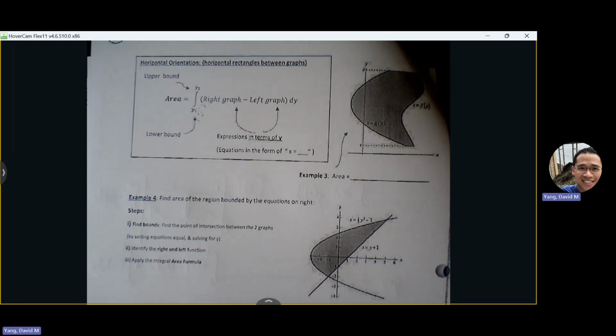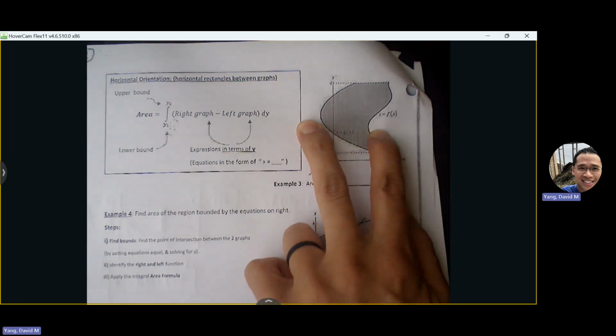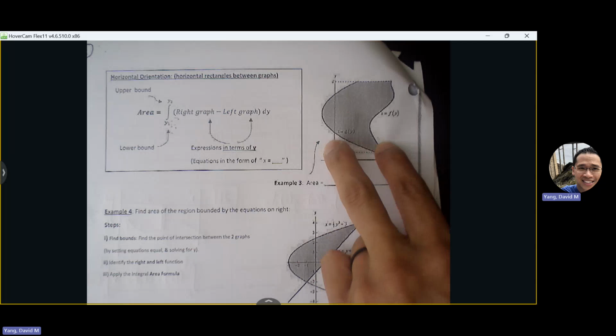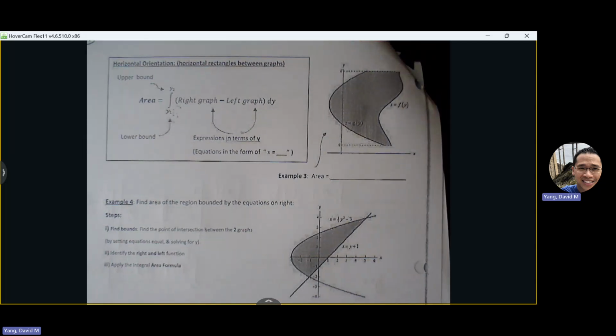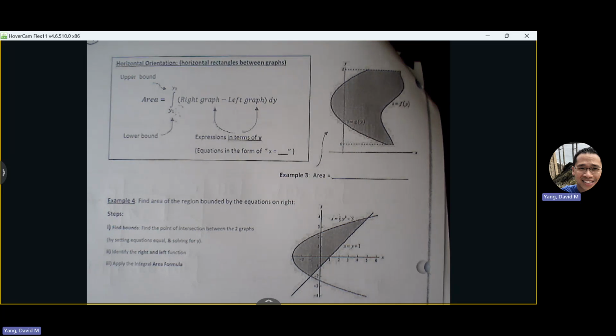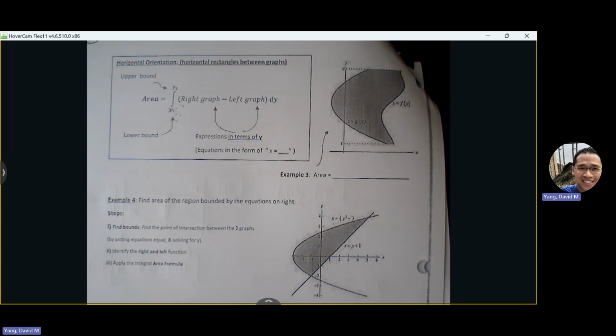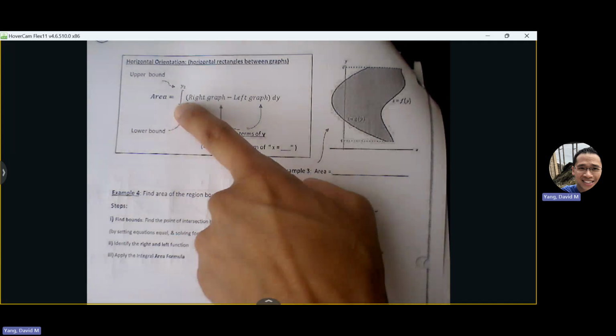But if my graphs are to the left and to the right of each other, typically this means that these are not going to be functions, right? You can imagine that these two graphs are not going to pass a vertical line test, but we can still find the area if we give ourselves a new perspective. So we can think of it as a right graph minus a left graph. But if we do that, everything needs to be in terms of y, and then our bounds are going to be in terms of y as well.